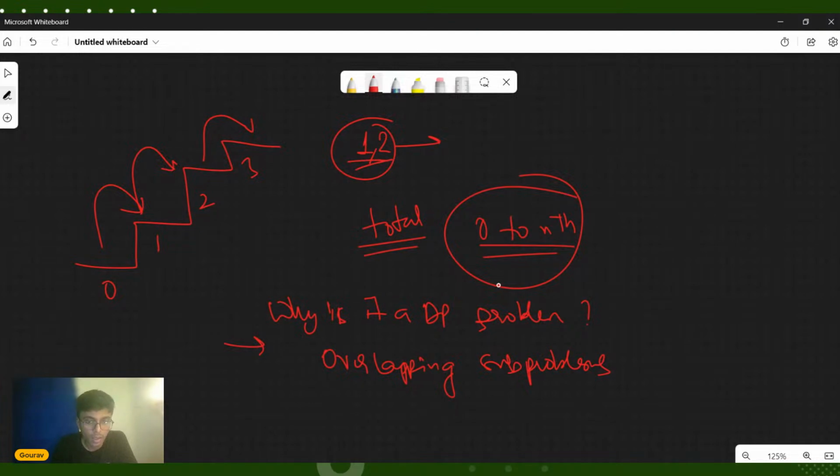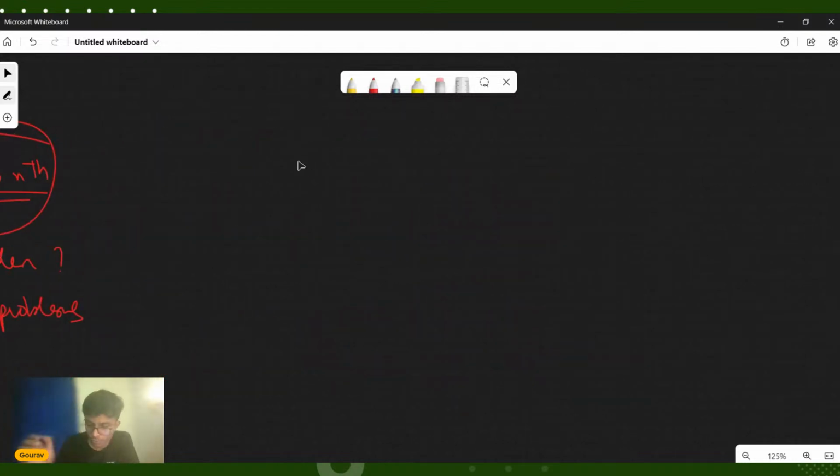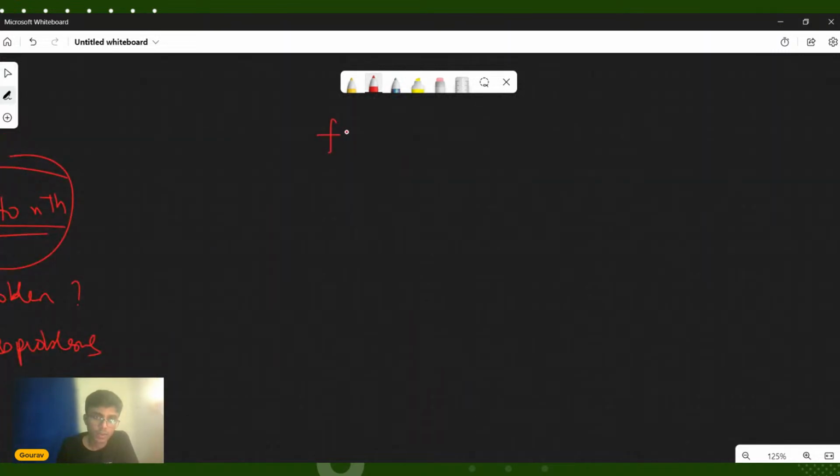Now I will write the recurrence relation. Let's say I'm trying to formulate a recursive solution to this problem. So I have a function f which accepts a parameter called index. Initially the index will be 0. This is the 0th index, this is stair 1, stair 2, and we have stair n.